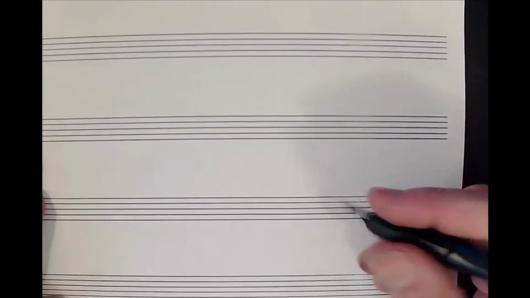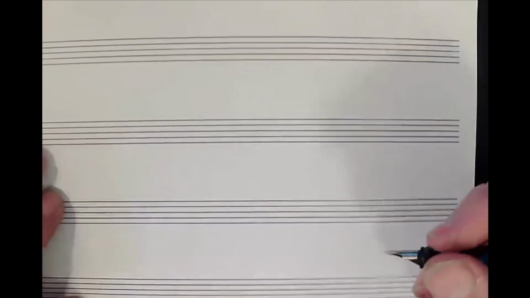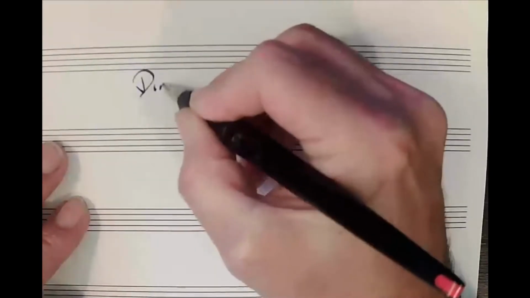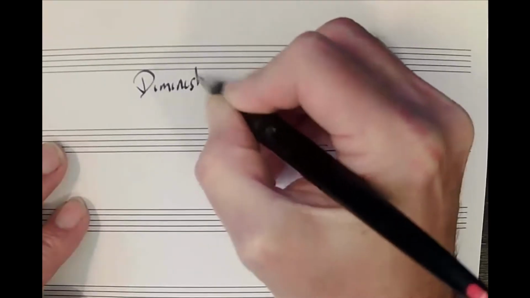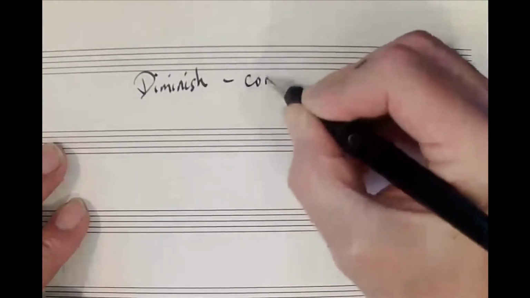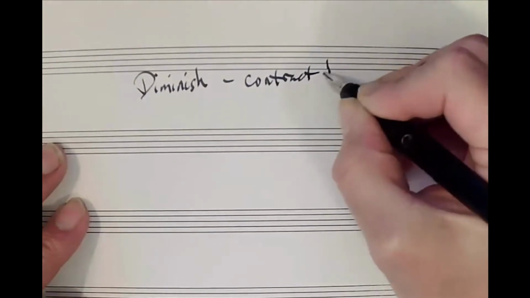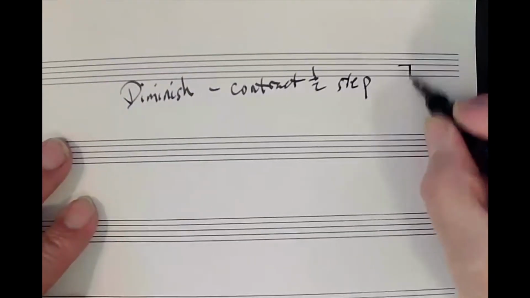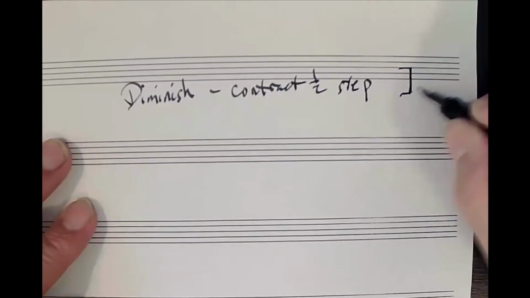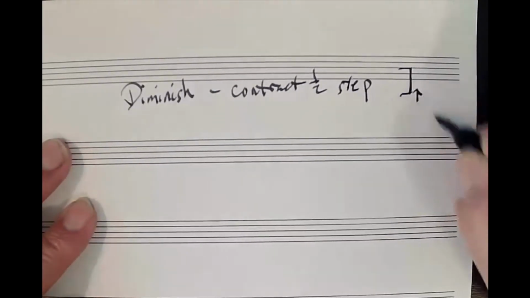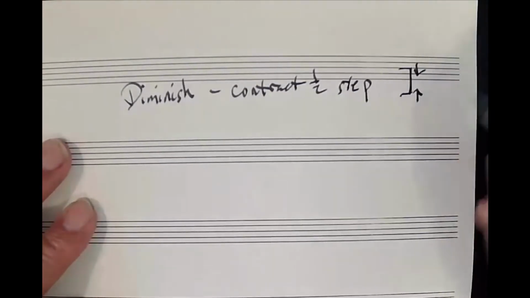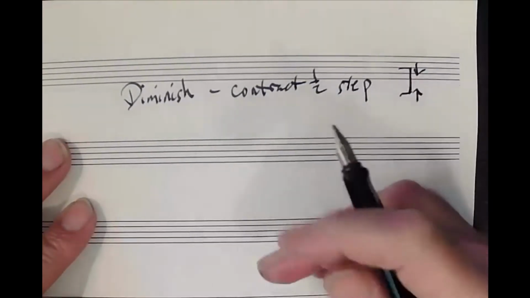Okay, so now I'm going to take those same intervals that I was looking at, and instead of augmenting them, I'm going to diminish them. And of course, you remember that to diminish an interval means to contract it a half step. So if I measure the distance from the floor to the ceiling, I need to either raise the floor or lower the ceiling in order to contract the interval by a half step.